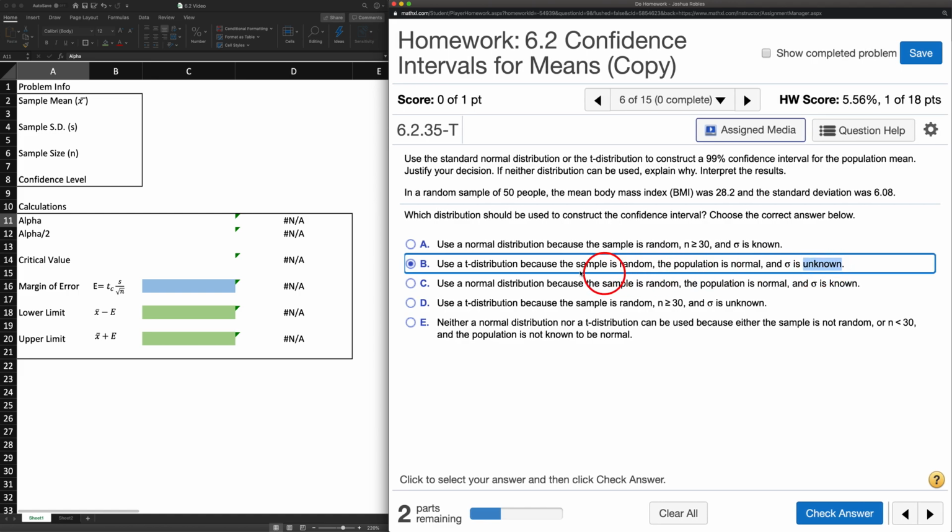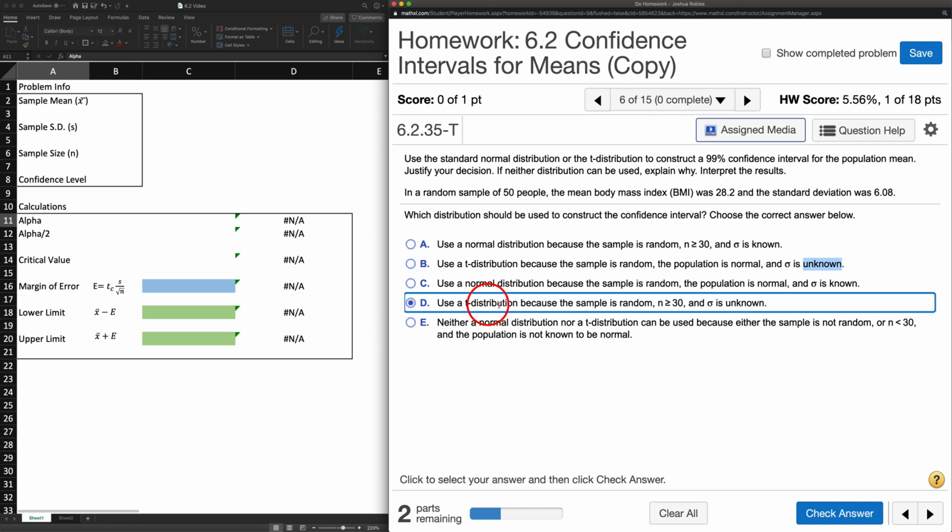So let's double check if this is right. We want to use a t-distribution because the sample is random. Yes. The population is normal. No, that's not the right one. So then it's answer choice D here. We want to use a t-distribution because the sample is random. Yes. The sample size is at least 30. Yes. And the population standard deviation isn't known. Okay, so we're good to go.